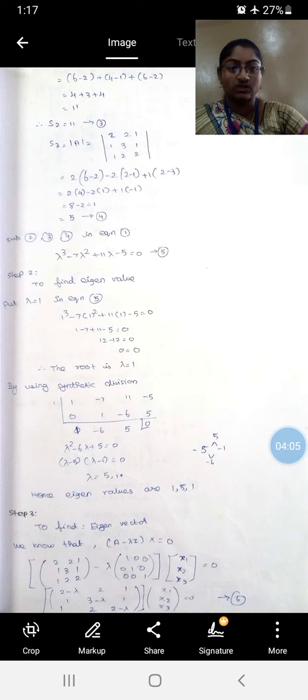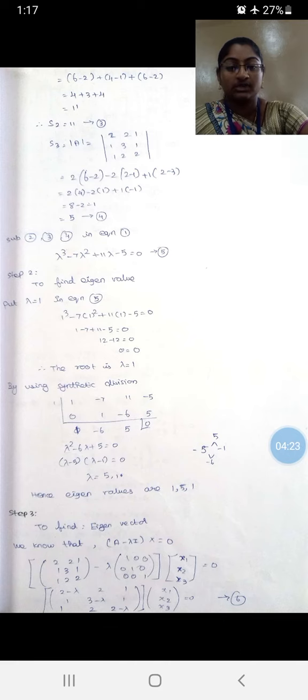But here there are only two cases. In our type 1 problem, we get three different eigenvalues, so I can find three different eigenvectors using those values. But here two eigenvalues are repeated, so I am using only two cases here.